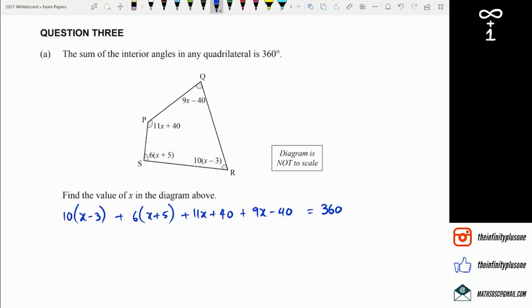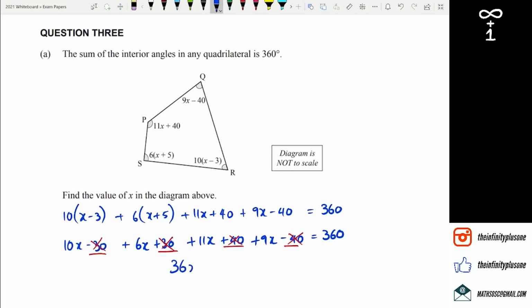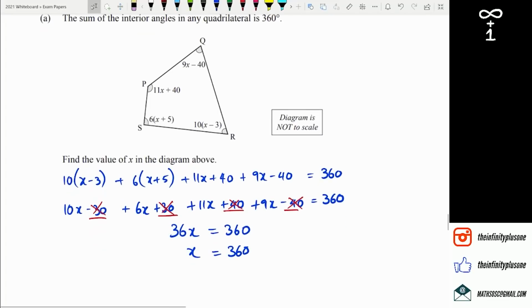So what we need to do is expand the brackets. So we've got 10x minus 30 plus 6x plus 30 plus 11x plus 40 plus 9x minus 40 equals 360. Now the really neat thing that they've done in this is that you've got plus 40 and minus 40 which cancel out. Then you've got plus 30 and minus 30 which cancel out. So all you then have to do is just collect the x's. We've got 16 plus 20, we've got 36x equals 360, which means we can say x is equal to 360 divided by 36, which gives you 10 degrees. We can just put it as 10 actually, x equals 10.